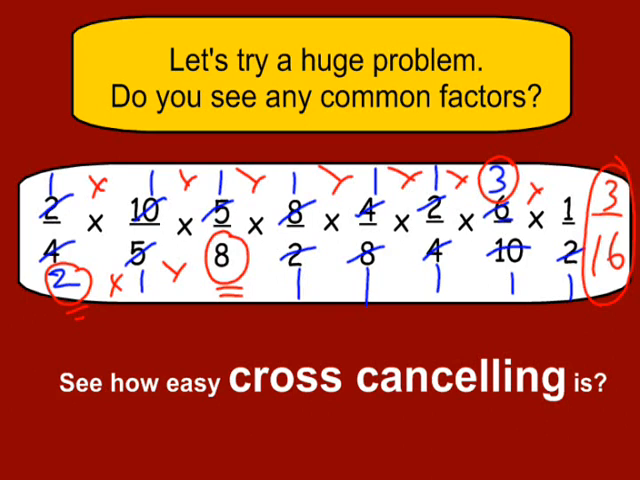So that's how you multiply fractions, and that's how you can use cross-canceling to help you solve them.